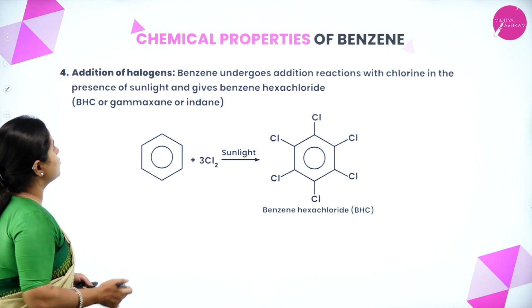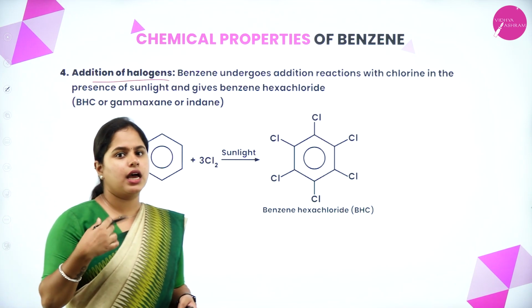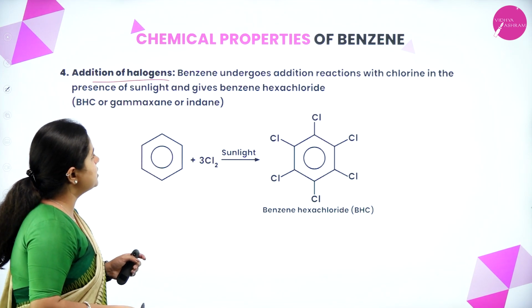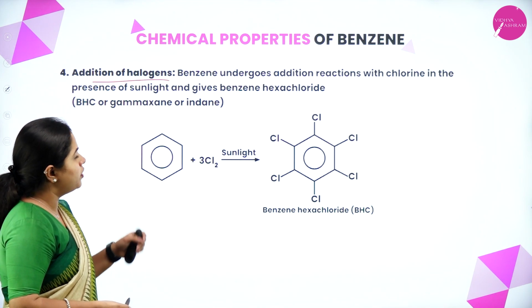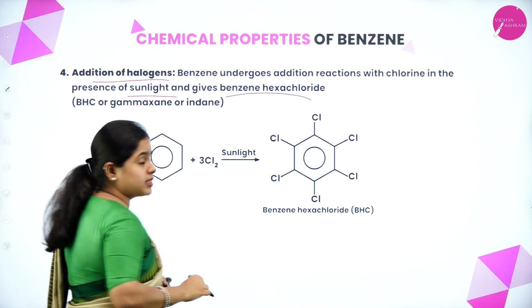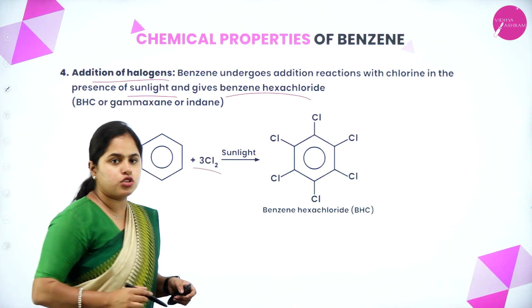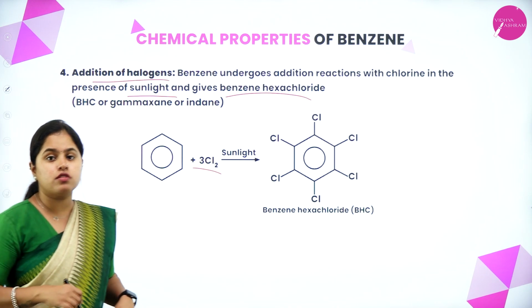Now moving on to the next one, addition of halogen. That means we can also call it a halogenation reaction, right? Benzene undergoes an addition reaction with chlorine in the presence of sunlight and gives benzene hexachloride. So we are going to add 3 moles of chlorine in the presence of sunlight.